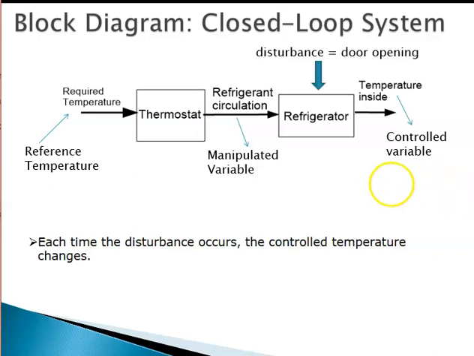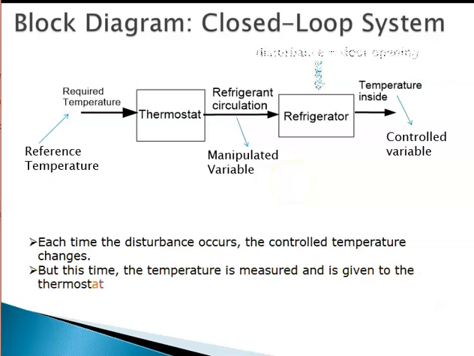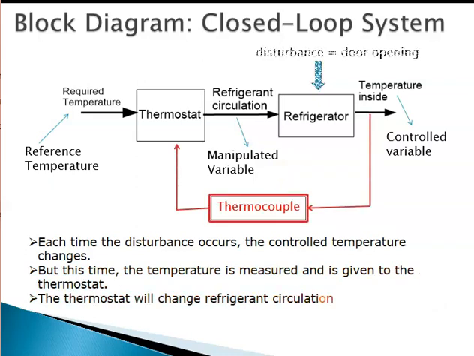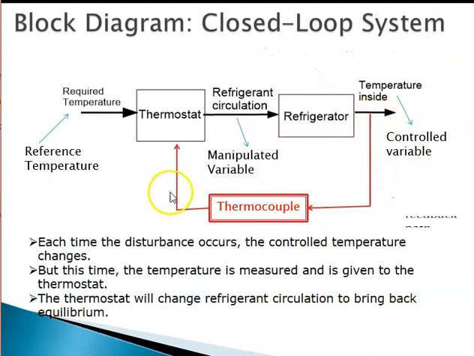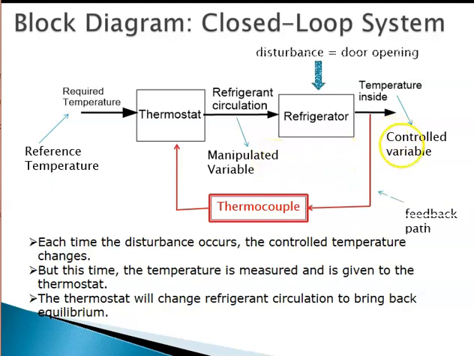But see what happens when the temperature is measured. This time around, as we said, the temperature is measured and given back to the thermostat, and this red path is what we call a feedback path. The thermostat will change the refrigerant circulation to bring back the equilibrium based on the controlled variable. So even when disturbances occur as shown over here, this feedback loop kicks in after a specified amount of time, let us say 1 second.